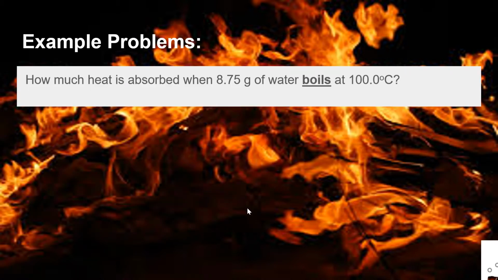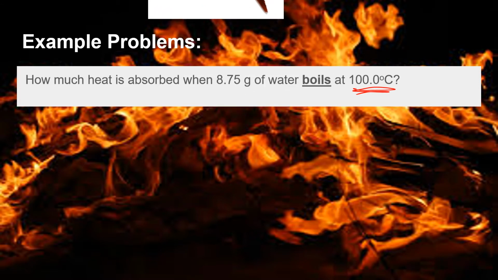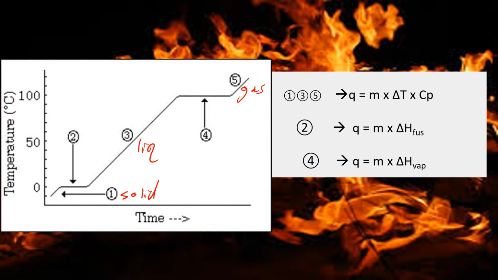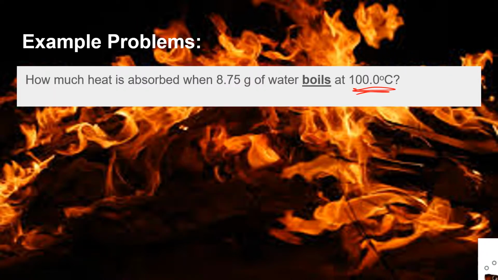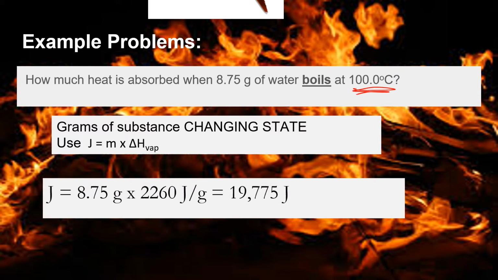All right. So when I ask you how much heat is absorbed when water boils at 100 degrees Celsius, even though it makes you think you need to use the specific heat equation, you don't. It's a red herring, just there to distract you. Water always boils at 100 degrees, but it doesn't change its temperature. So we're talking about this part here where water is boiling, and therefore we need to use the heat of vaporization. We just multiply the mass, 8.75, times the heat of vaporization. This number has to be given somewhere on your test. You have to go find it, and you multiply them, and you get that.